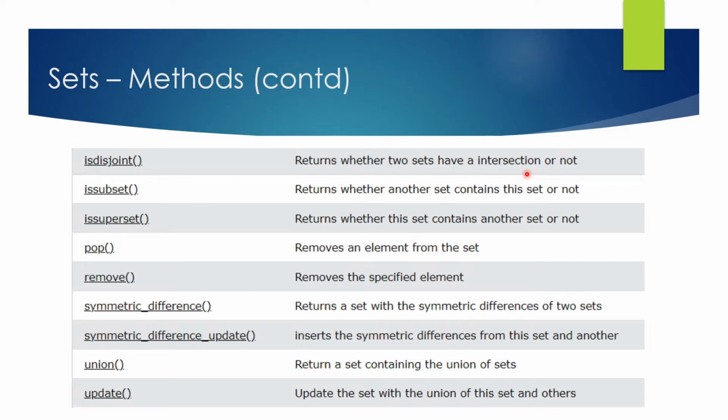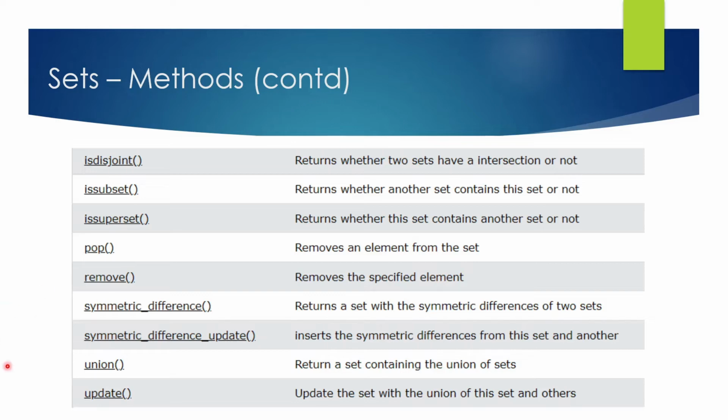We'll take the example of symmetric difference as well, and then we'll talk about union. Union returns a set containing the union of sets, and we'll take a demo of that as well. And then we'll talk about update, which updates the set with the union of the set and the others. So these are the things that we're going to talk about.